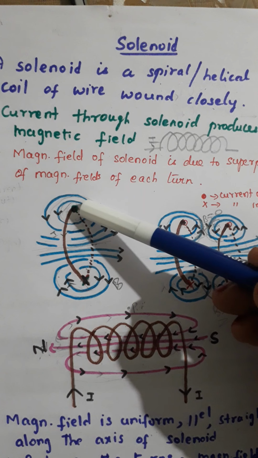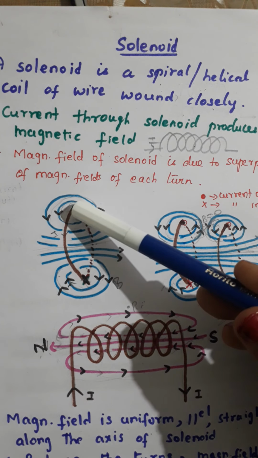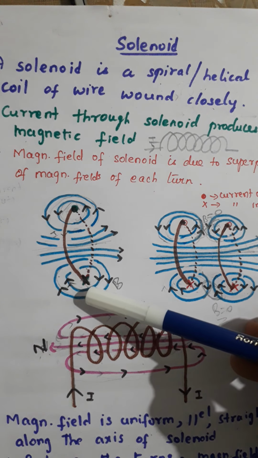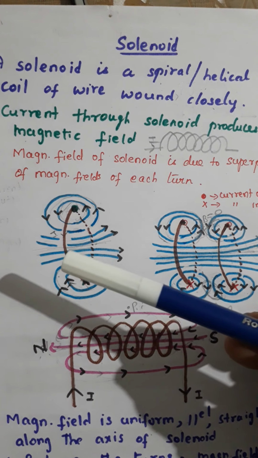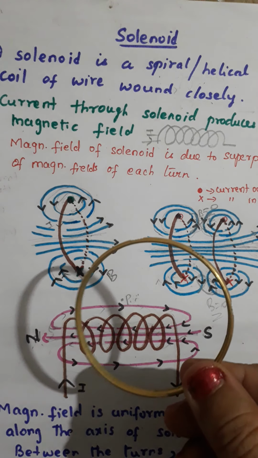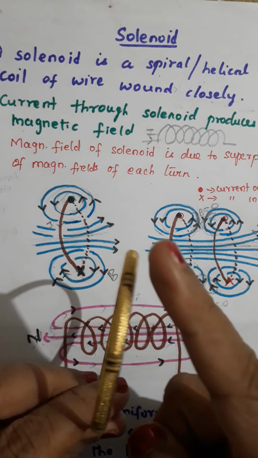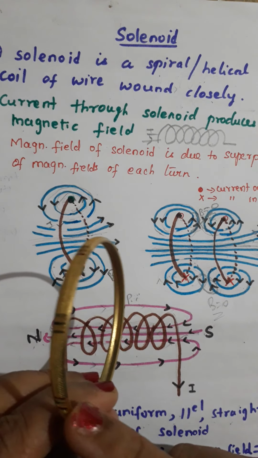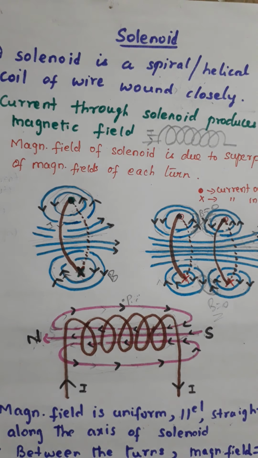You can see a dot and a cross here. What I want to represent here is the current at this part of the loop is coming out, whereas in this part the current is going into the paper, right? Current coming out of the paper and going into the paper. Imagine this to be the ring, children, the circular loop. Okay, now I am holding it like this. So in this part current is coming out of the paper, whereas in this part the current is going into the paper, right?